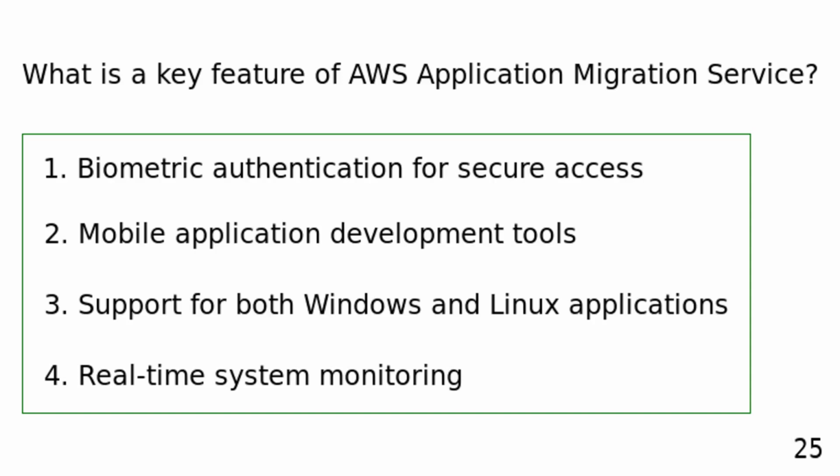What is a key feature of AWS Application Migration Service? Biometric authentication for secure access. Mobile application development tools. Support for both Windows and Linux applications. Real-time system monitoring.